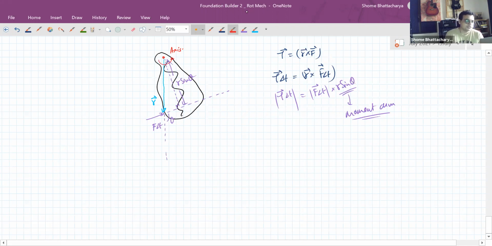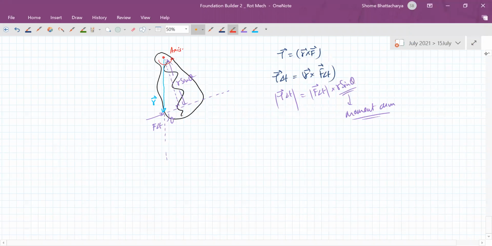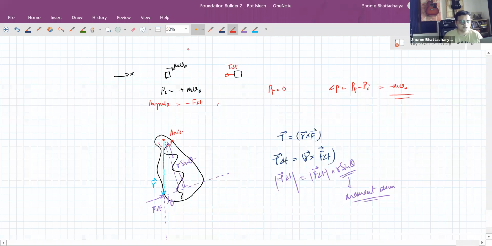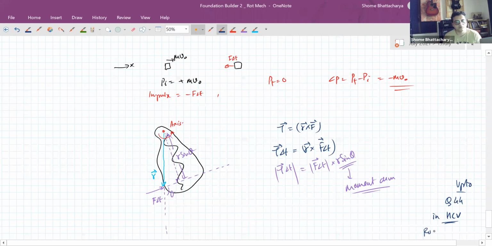We will continue from this point in the next lecture. In the meantime, please practice questions from H.C. Verma related to angular impulse and angular momentum. There are questions up to question 44 in H.C. Verma, Rotational Mechanics chapter. We'll do these questions.